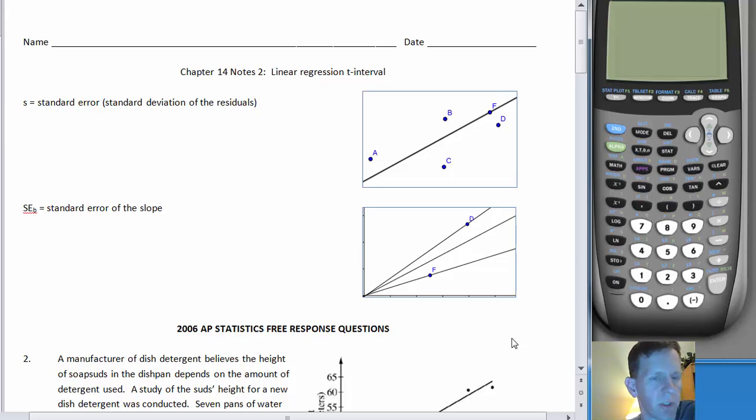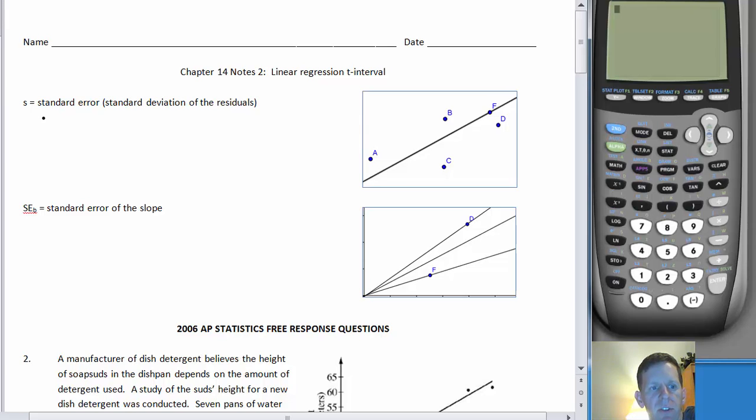Chapter 14, notes 2 on linear regression t-intervals. So today we're going to start working again with confidence intervals, but there's a little vocabulary we need to get to first. First thing we're going to look at is something we brought up in our previous class, which is something called standard error. It's also known as standard deviation of the residuals.